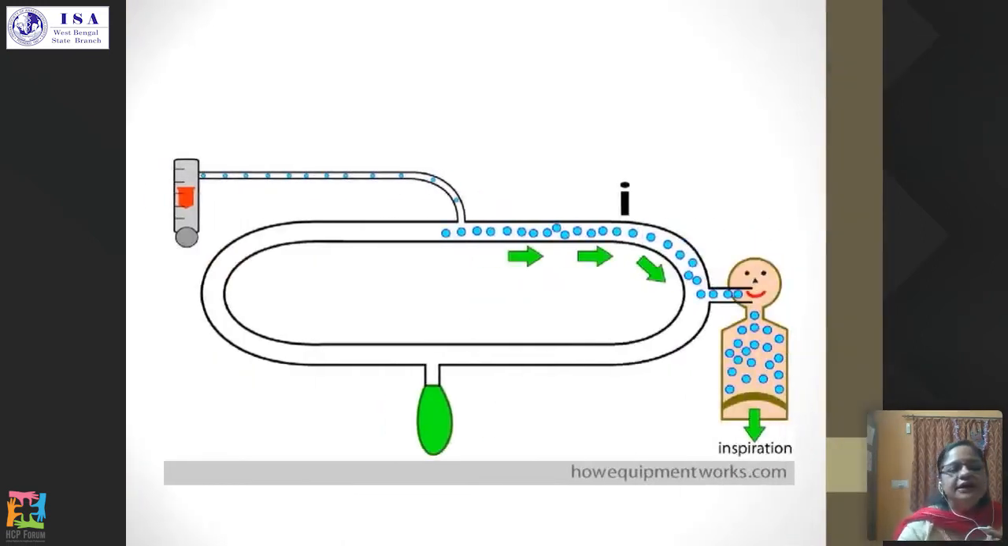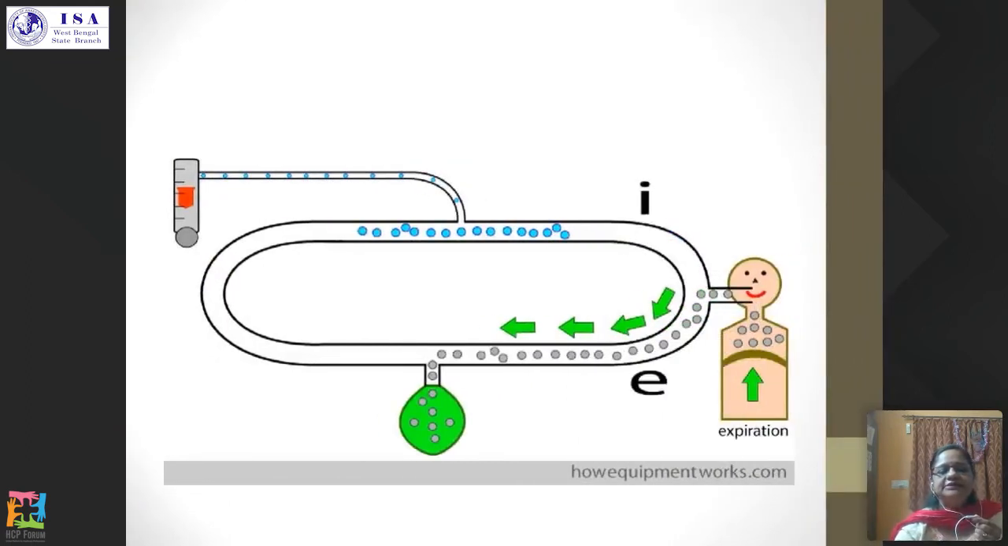Now, in the next part, this is the inspiration. We can see oxygen is coming from the flow meter. This is the inspiration, and this is the expiration. After inspiration, in expiration, the patient is expelling, and it is coming into the reservoir bag.